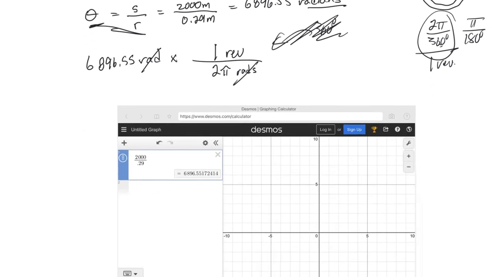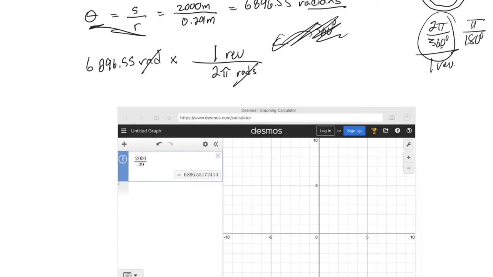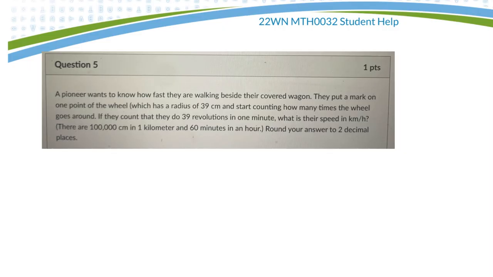It would have told me how many degrees the bike tire went through, but it wouldn't have told me the revolutions. Okay, so now back in decimals, I can take this number and times it by 1 divided by 2 pi. Here we go. So 1097.62. You might have to round it to a certain place, but your bike tire in 2 kilometers would go around 1097.62 times.